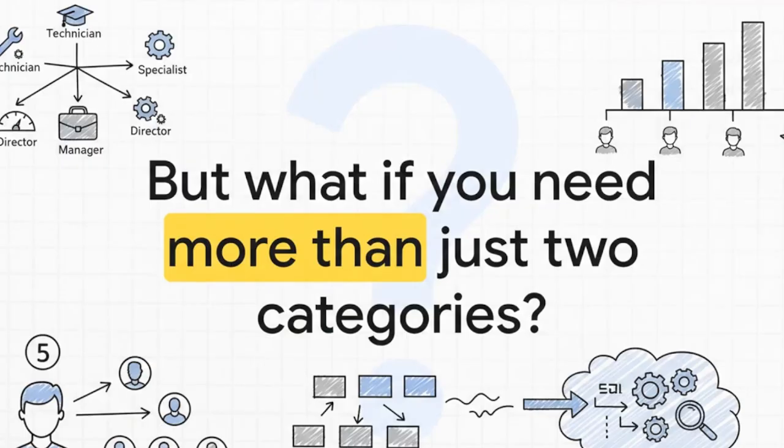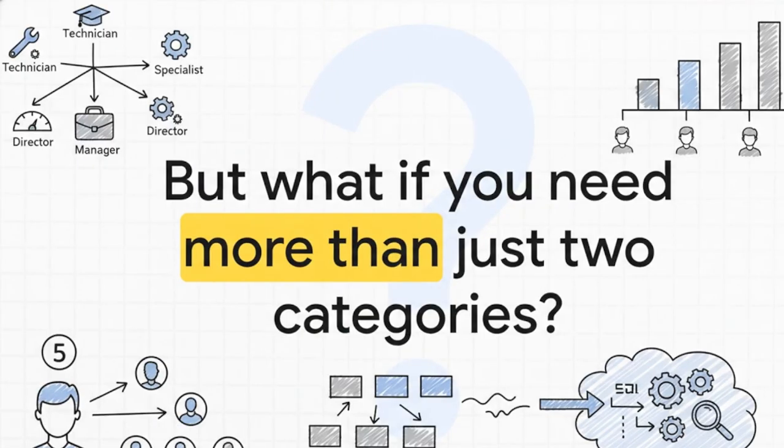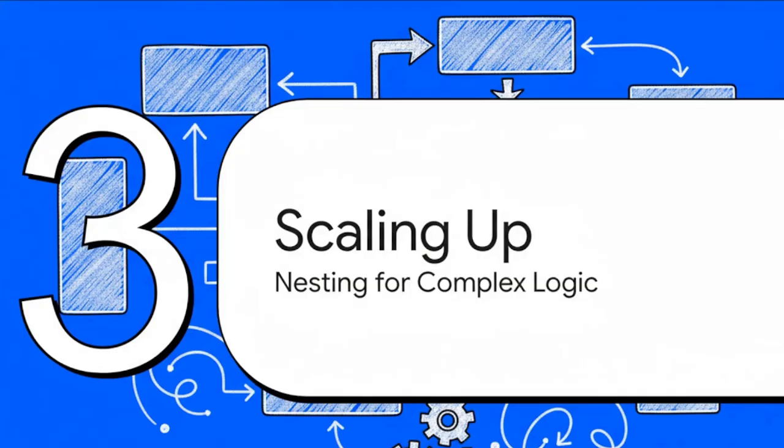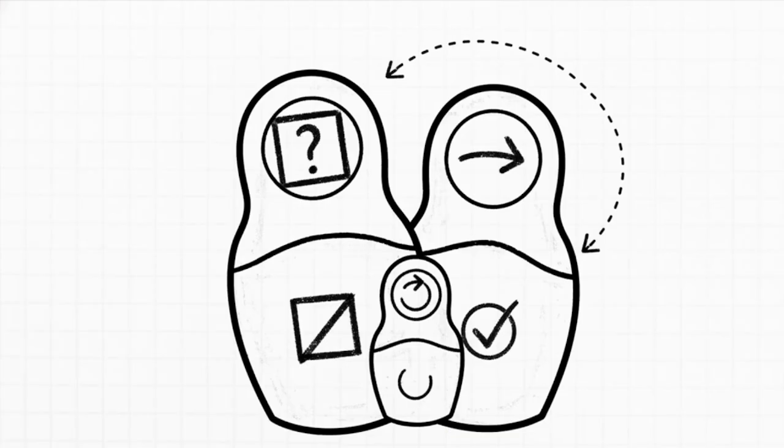Okay, that's great for a simple black or white situation. But let's be real. Business logic is usually way more complicated than that. What if you don't just need 2 job titles, but maybe 5 or 6 or even more? And that brings us to the really cool part, scaling up with something called nesting. This is where IIF goes from being a handy tool to being an absolute game changer for handling sophisticated business rules.